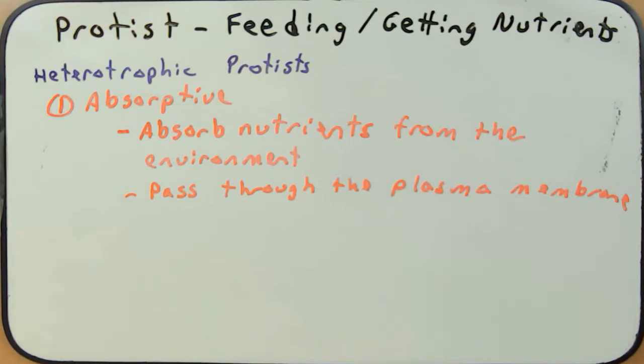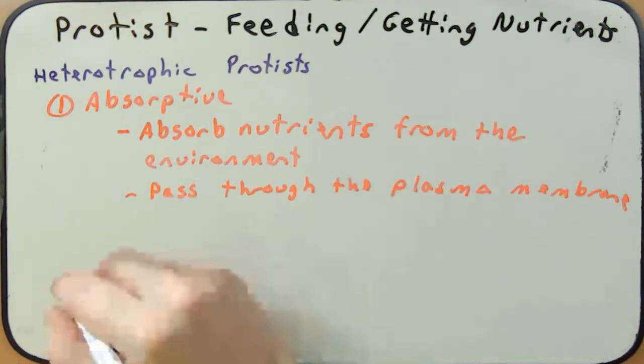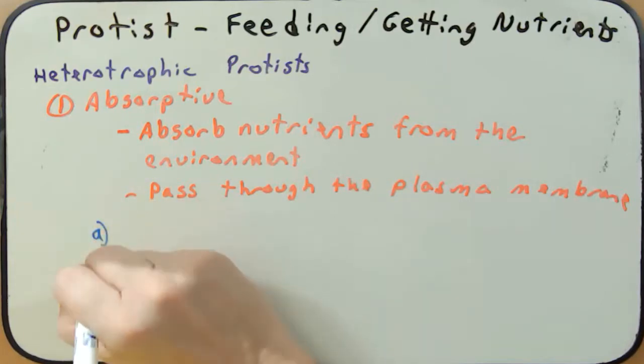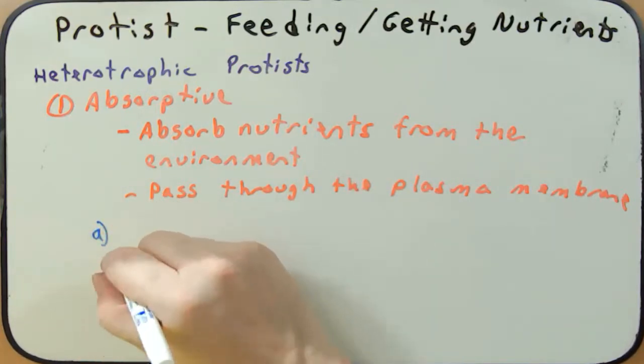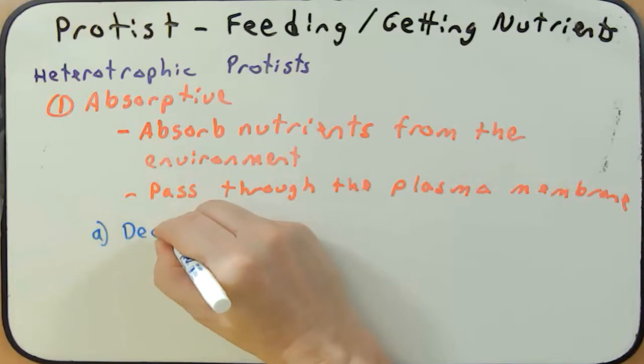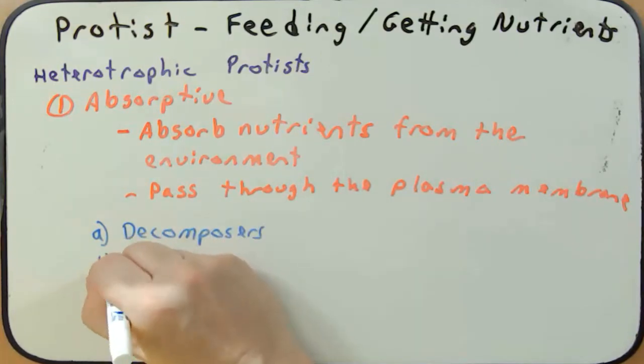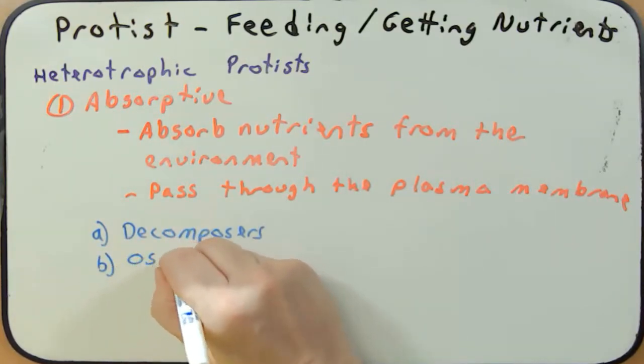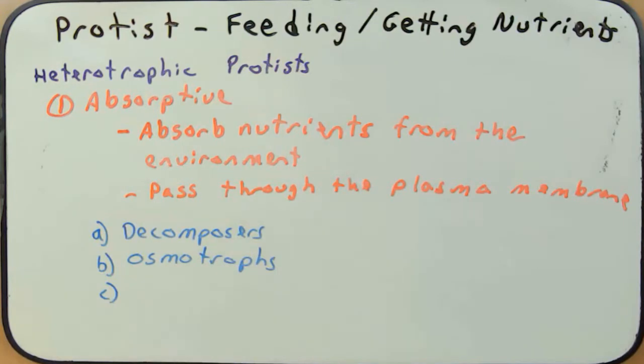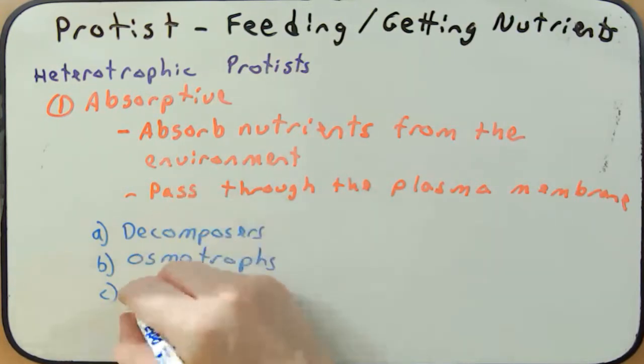There are three different ways that protists can use absorption in order to survive. And I'm going to speak a little bit about each of them. The first is that protists can be decomposers. The second is that they can be osmotrophs. And the last one is that absorptive protists can be parasites.